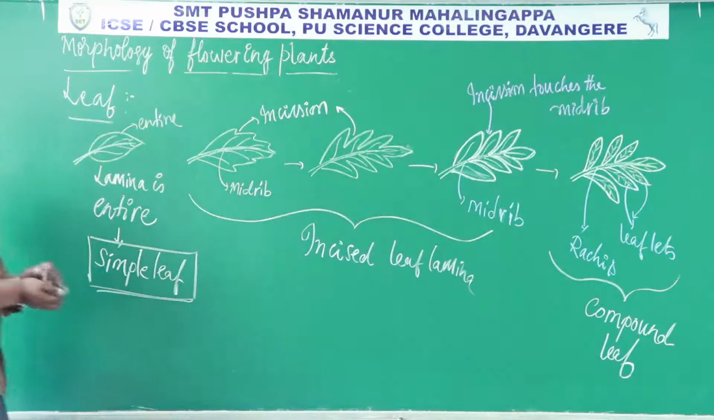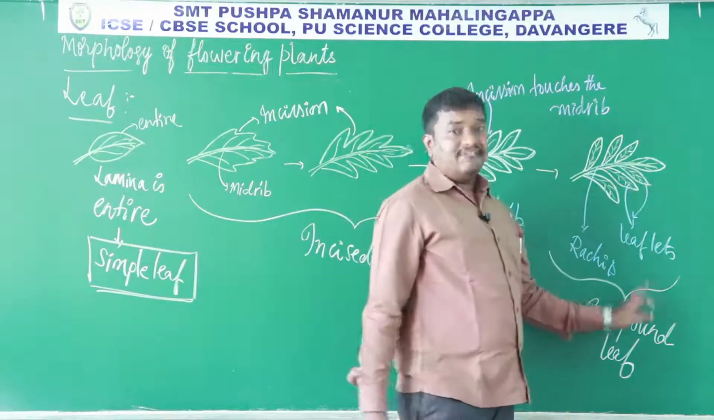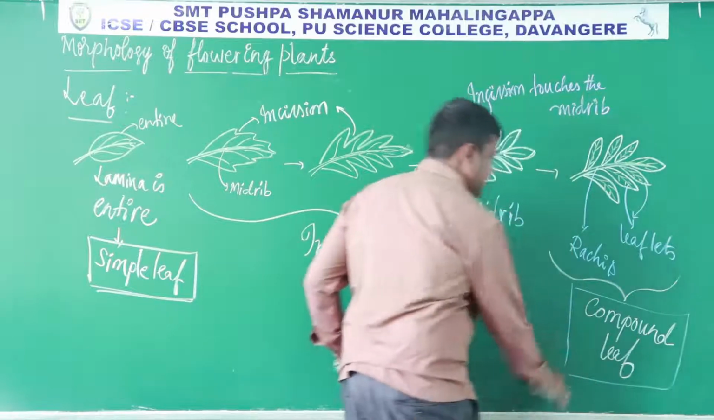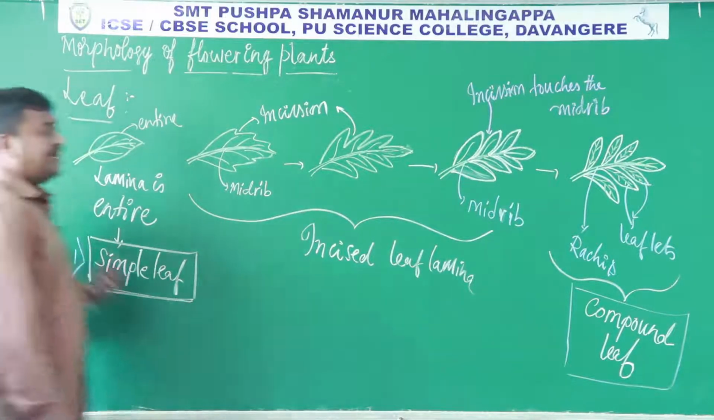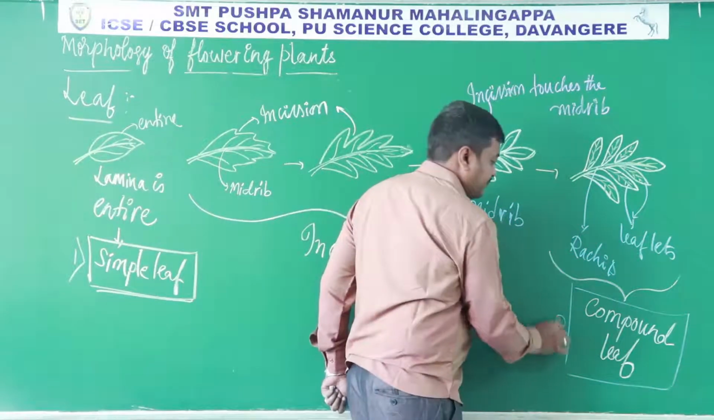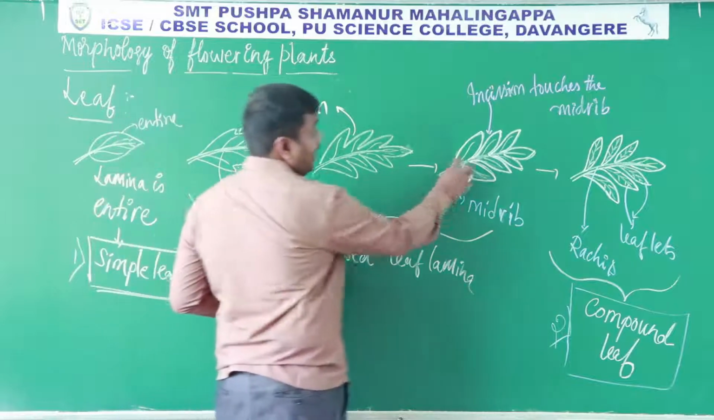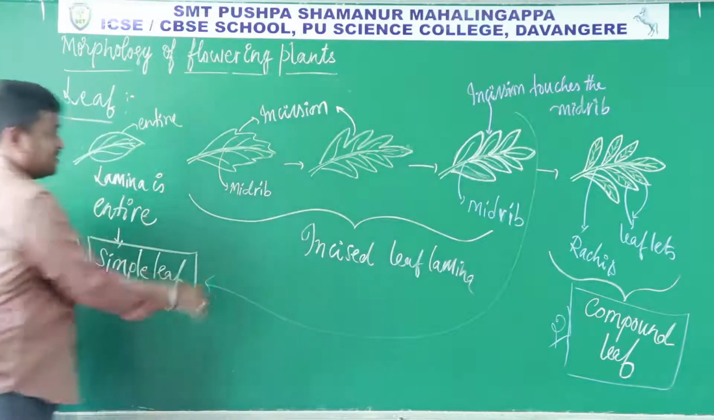So based on whether the lamina is entire or it divided into leaflets. Okay, so leaves can be of two types basically. One is simple leaf and the second one is compound leaf. Okay, so since these are also don't have the leaflet like structure, these are also comes under this simple leaf.